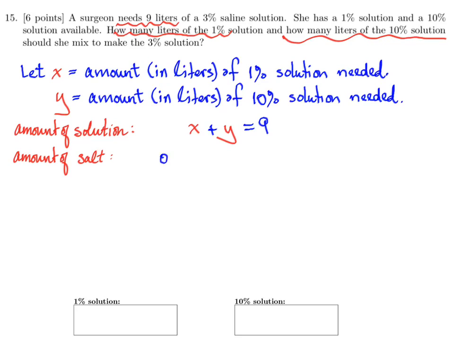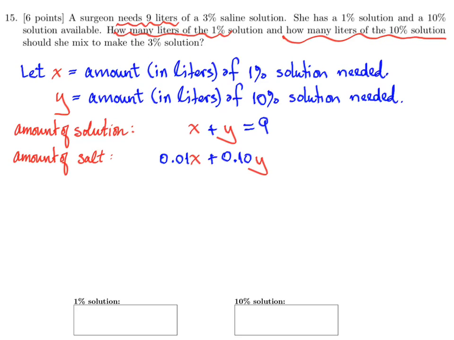So it says that the first solution has only 1% salt. So 1% of X liters is salt. The second solution is 10% salt, and there's Y liters of it, so that's 0.10 times Y. That's how much salt is in that second solution.